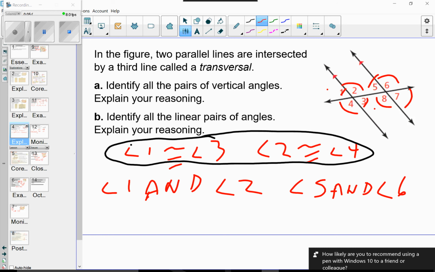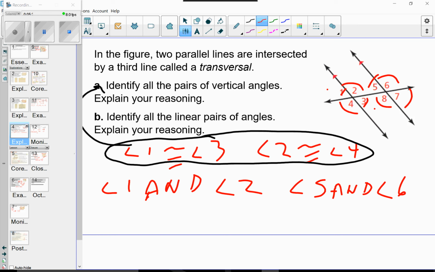So these are going to go with A, and I didn't write all of them down. I didn't write the 5 and 7 and the 6 and 8. I'd like you to do that. As far as linear pairs, they are two angles that are adjacent, and they are supplementary. They add up to 180 degrees.